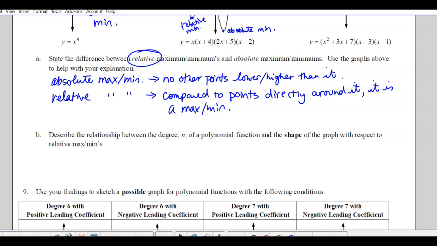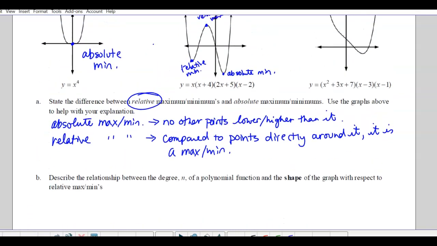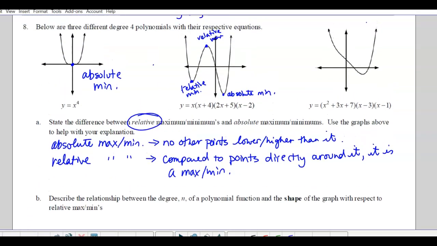Okay, so then describe the relationship between the degree n of a polynomial function and the shape of the graph with respect to the relative max or mins. So here, take a look. This was degree 4, okay? So we just had 1 min. Here, this is degree 4. We had 1, 2, 3 maxes or mins. Here, this is a weird one. It's degree 5. No, sorry, it's degree 4 as well. And it has 1 min.